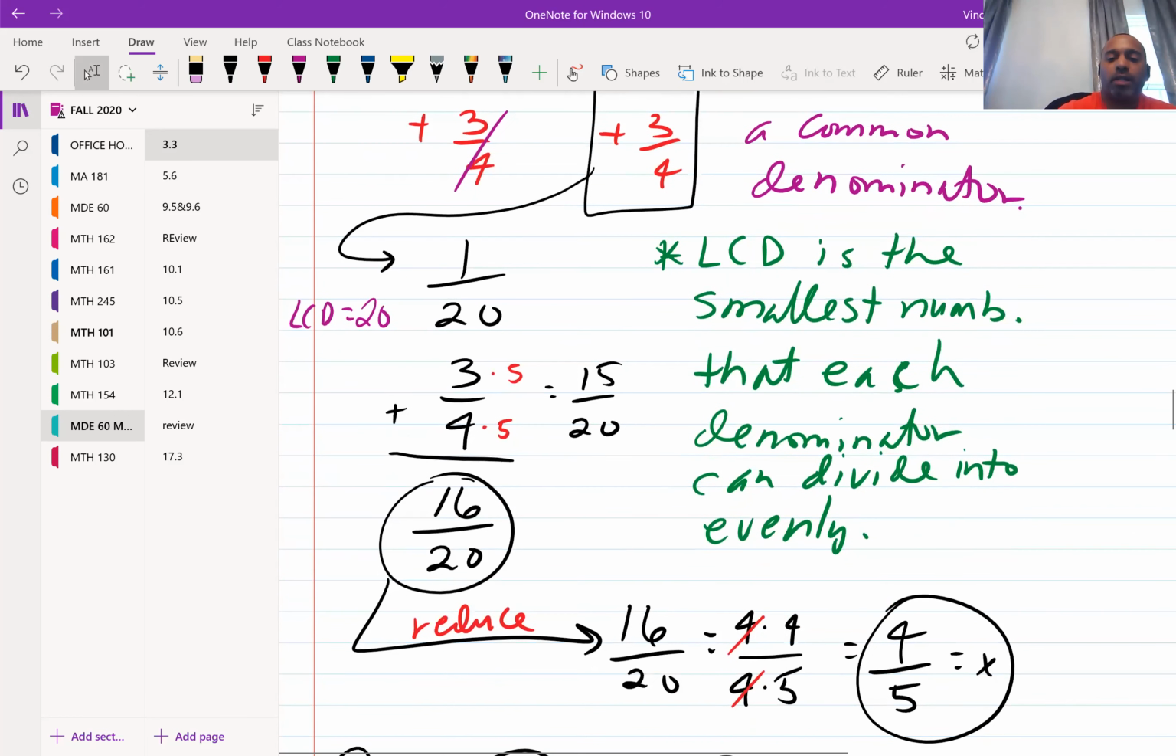All right, so now that 16 over 20 can be reduced. You know, that's what I was mentioning before about reducing your fraction. You don't have to convert it to a decimal, but you do need to reduce it as much as possible. 16 is 4 times 4. 20 is 4 times 5. Cancel out those 4s, and you're left with 4/5 as your solution.